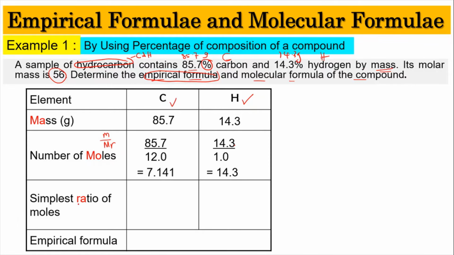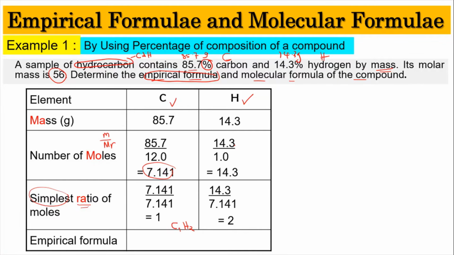Now we're going to find the simplest ratio. In order to get the simplest ratio, we need to divide these numbers by the smallest number between these two. In this case, 7.141 is smaller than 14.3. So 7.141 divided by itself equals 1, and 14.3 is divided by the smallest number here, which is also 7.141. What we're going to get is roughly 2 here. So we can say that the empirical formula is C1H2.